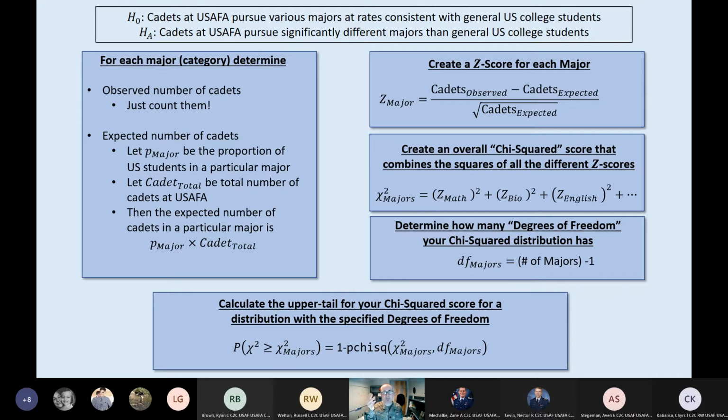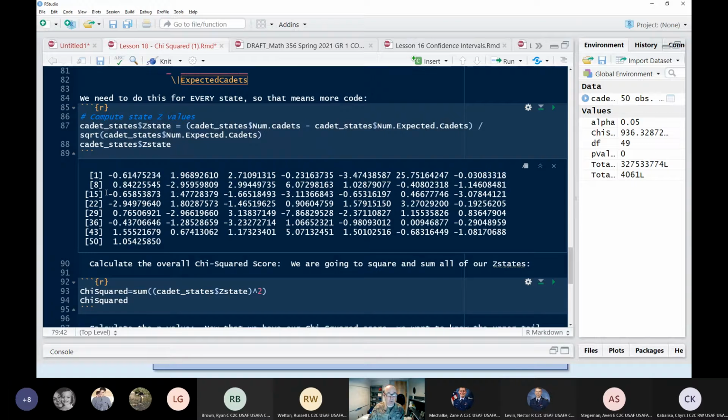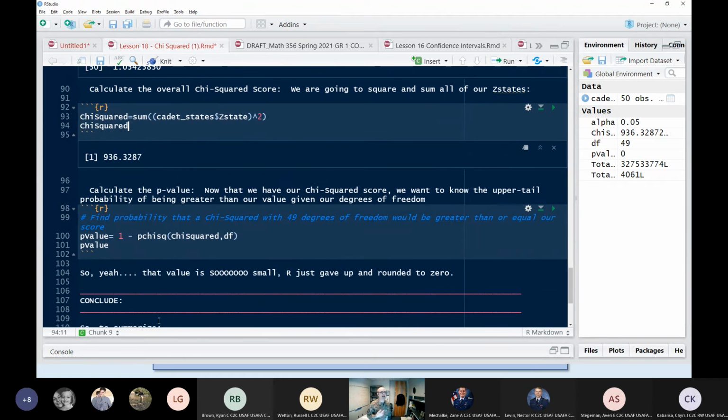We're over here, that middle box on the right, where we're going to take all those z-scores, square them, and then add them all up into a single chi-squared statistic. So this is my chi-squared statistic, I'm sorry. For every z-score for each state, I'm going to square it, and I'm going to sum all those up, and I get a chi-squared test statistic of 936, right? Now, just looking at that, I can't tell you if that's good or bad, because it depends on our particular chi-square distribution based on how many degrees of freedom, right?